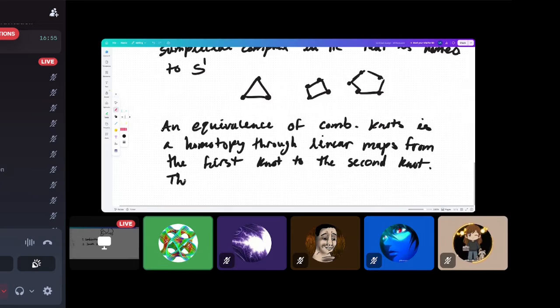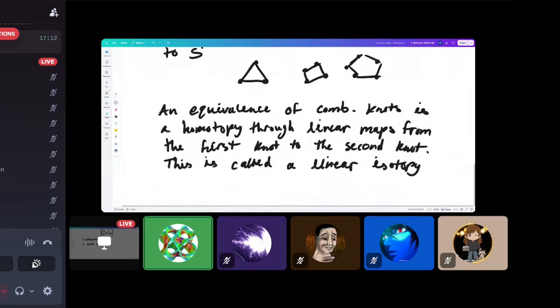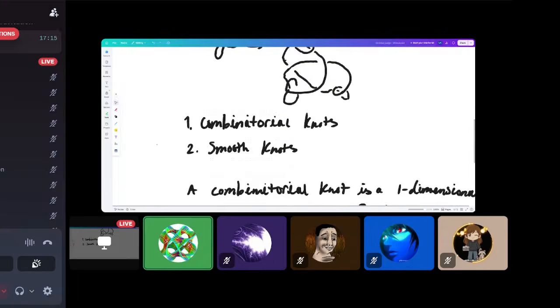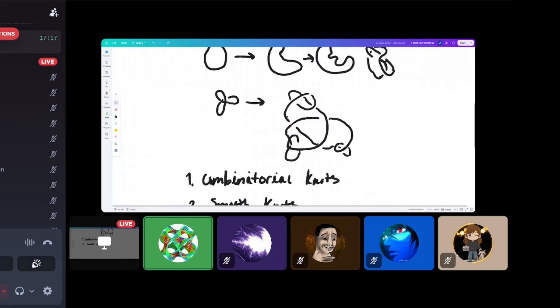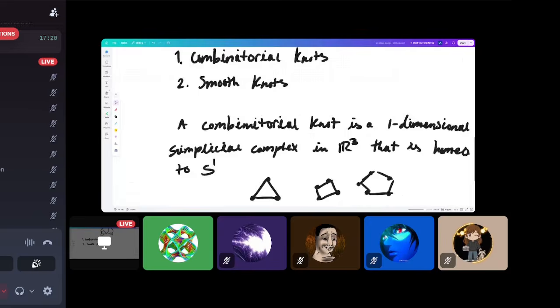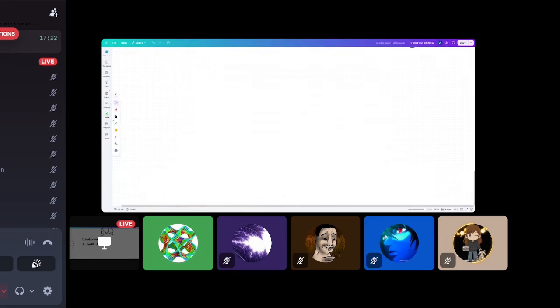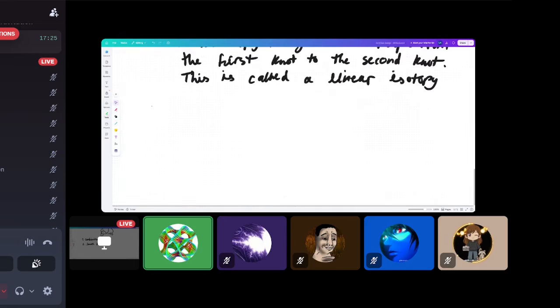This is called a linear isotopy. Okay, so linear isotopies of knots are going to be our equivalence. That gets rid of all the pathological behavior of the limit of these embeddings here. And two, for smooth knots.